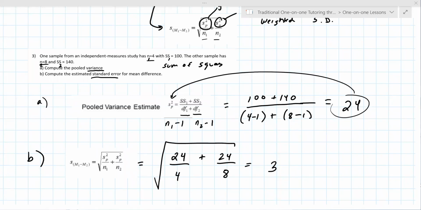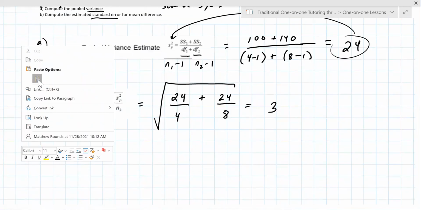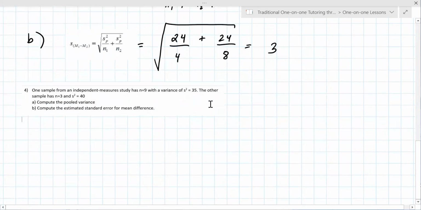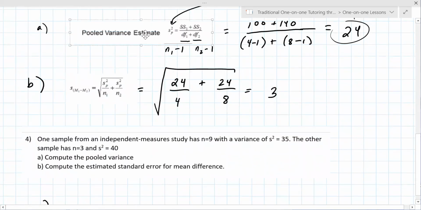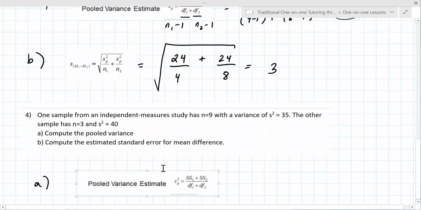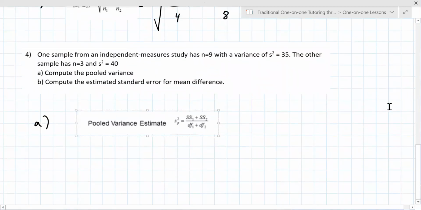Now 4 is very much like 3. You can do that here. It's the same A and B. This might be good here to do. So I'll grab the formula again for A. Pooled variance formula. But go ahead and give that one. Wait, I apologize. This one is not quite the same.